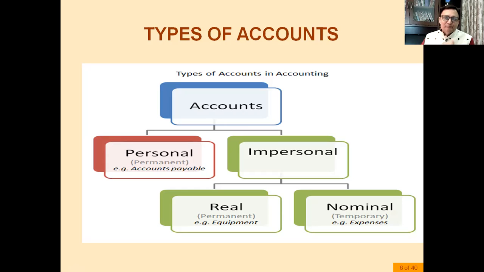The second category of impersonal accounts are nominal accounts. All those accounts which are related to expenses, losses, and all these things are termed as nominal accounts. So nominal accounts represent the expenses and losses which an organization incurs. So these are the two types of account: personal account and impersonal account. And in impersonal account, we have the real account and nominal account. So in categorization, we can say that we have three kinds of accounts: personal account, real account, and nominal account.